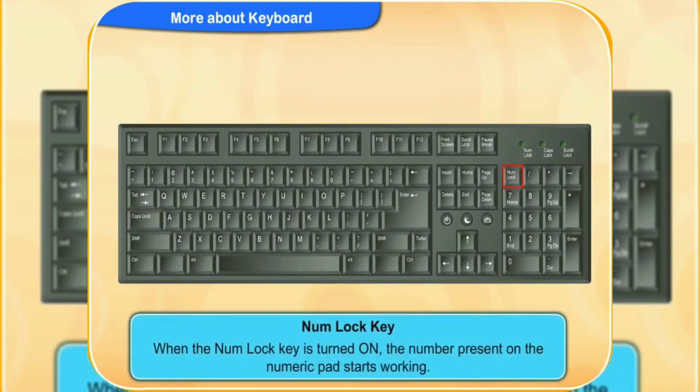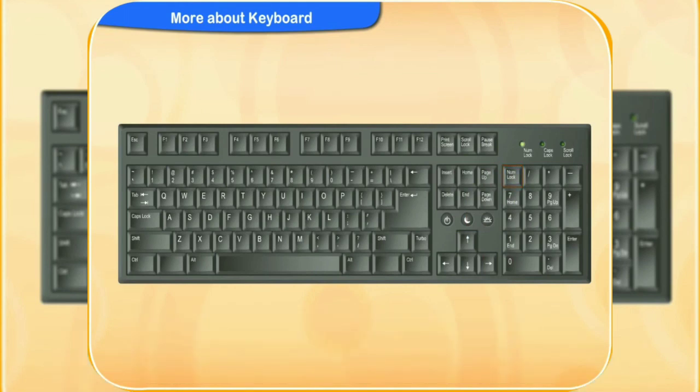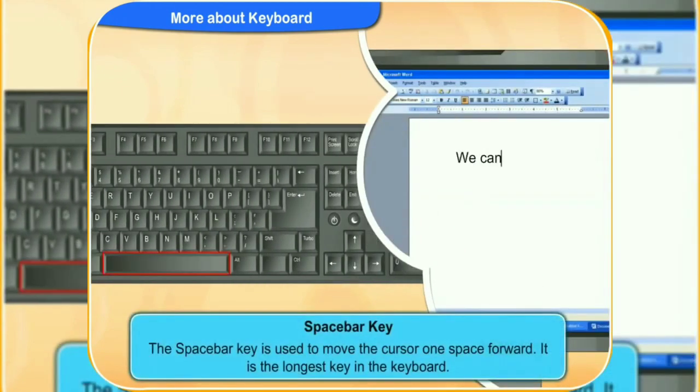Similarly, when the num lock key is turned on, the numbers present on the numeric pad start working. What is the space bar key used for, Clicko? The space bar key is used to move the cursor one space forward. You can see that it is the longest key on the keyboard.